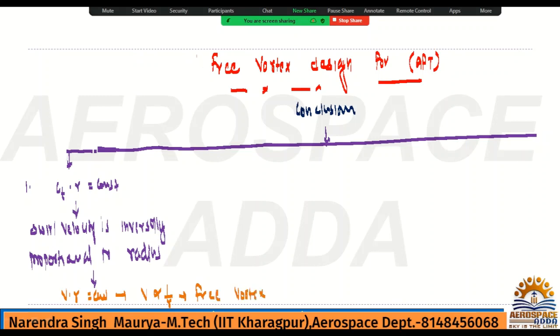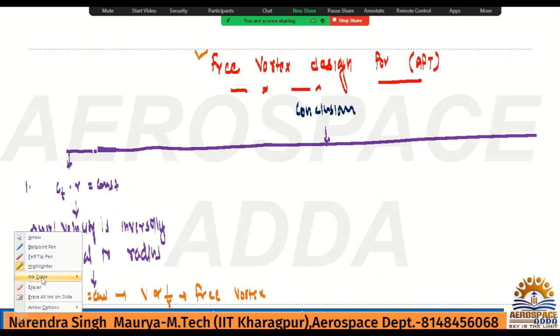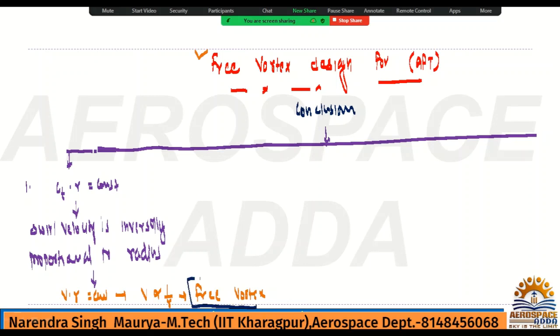Hence the name is free vortex design, number one. This is the one conclusion you will have from the free vortex design. What is the velocity? Ct2, Ct3. If it is Ct2, then Ct2 into R2 is equal to constant. You can write Ct2 into R2 is equal to Ct3 into R3. So this is the one conclusion.